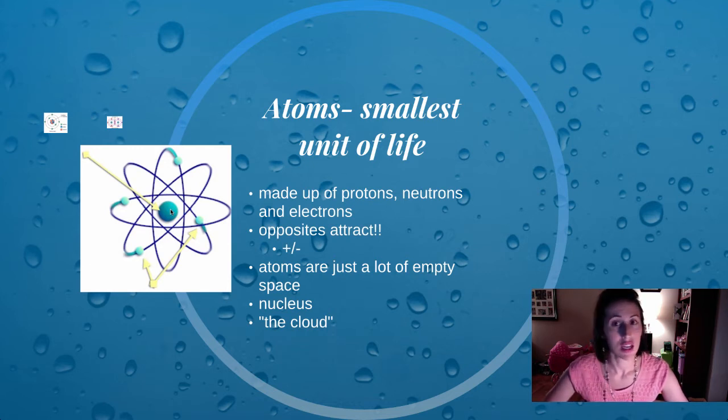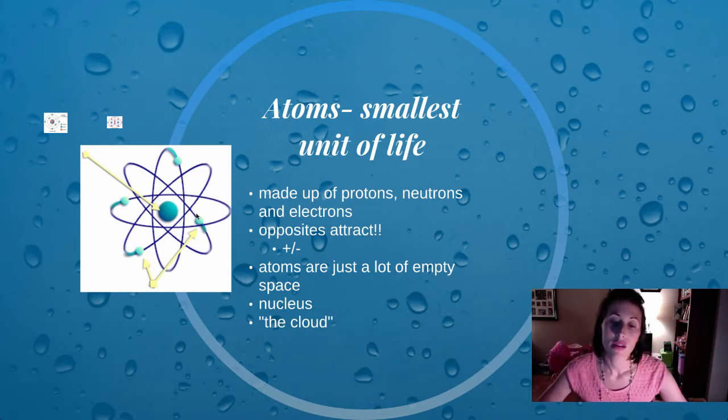Now remember, these are teeny tiny. You can't even see them with a microscope, especially the microscopes we're going to use in class. This out here is the electron cloud, and these electrons are just kind of orbiting around the nucleus. The electrons, these little teal-colored balls represented in this picture, have a negative charge, all right? So if you look here, it says opposites attract, and what that means is the positive part is attracted to the negative part of the atom, which is why the electrons kind of orbit around that nucleus.